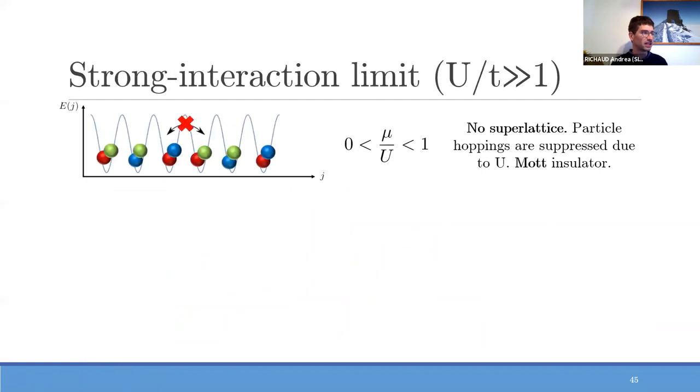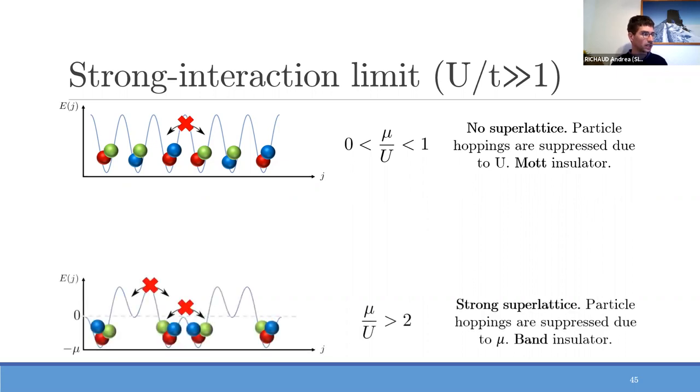So in the first case, you have no superlattice and the particle hoppings are suppressed due to U, and so you have a Mott insulator. In this other case, you have a strong superlattice and particle hoppings are suppressed due to mu.